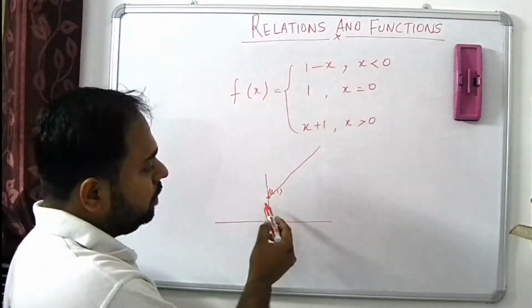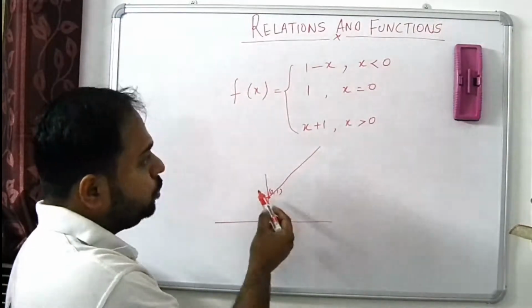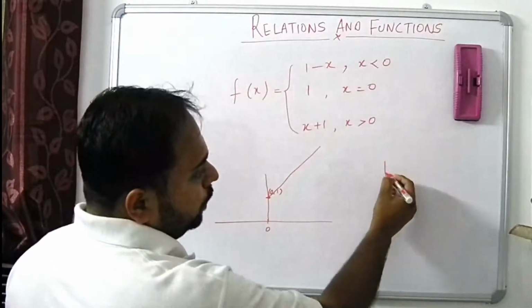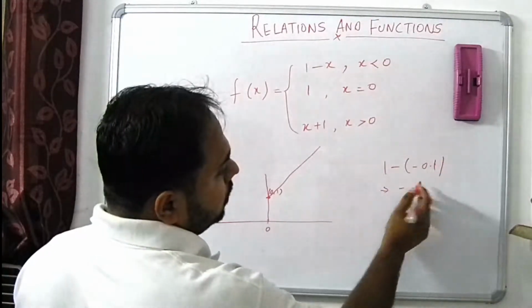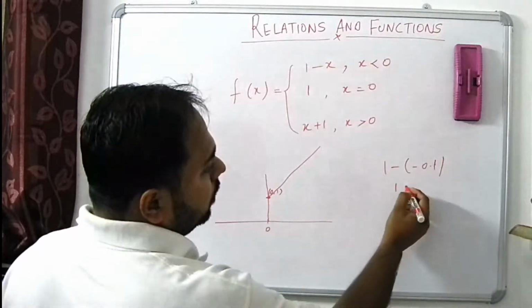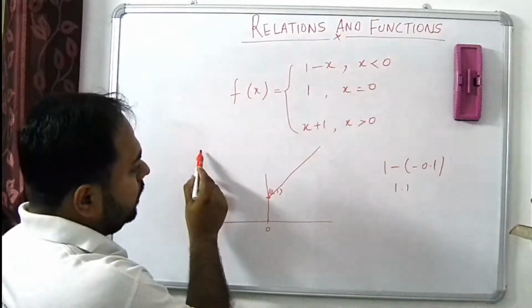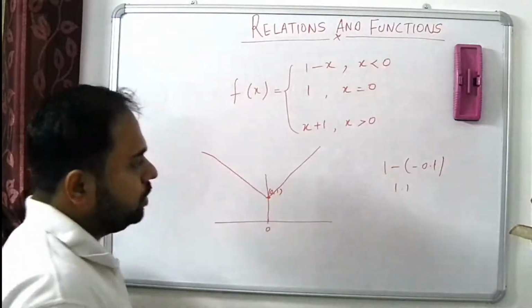So when it is negative, when x is minus 0.1, it's 1 minus minus 0.1, which is nothing but 1.1, right? Again, the same value. So it's like this, right? Okay, so this is the graph.